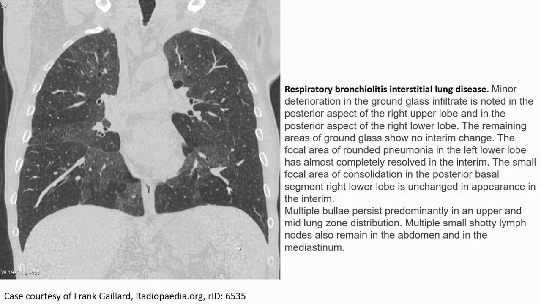The focal area of rounded pneumonia in the left lower lobe has almost completely resolved in the interval. The small focal area of consolidation in the posterior basal segment of the right lower lobe is unchanged in the interval. Multiple bullae persist predominantly in an upper and mid lung zone distribution. Multiple small lymph nodes also remain in the abdomen and in the mediastinum.